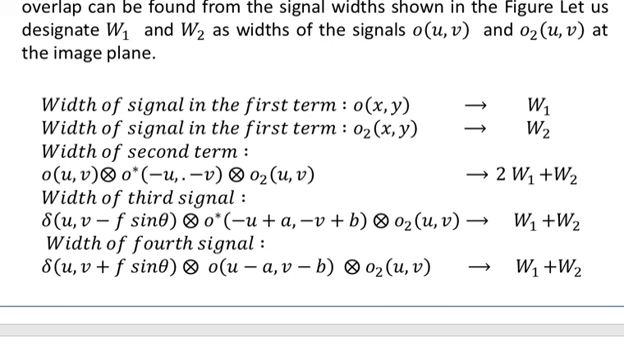Compare the fourth term and the third term. In the third term we have O star, the complex conjugate of O, and in the fourth term we have just O. So the third term may be called the cross correlation term, because here we are doing the convolution between O2 and the complex conjugate of O. The fourth term, O2 convolved with O, doesn't involve any kind of conjugation, so it is referred to as the convolution term.